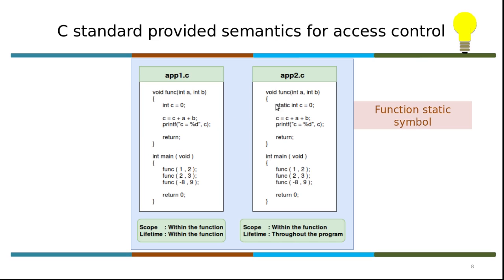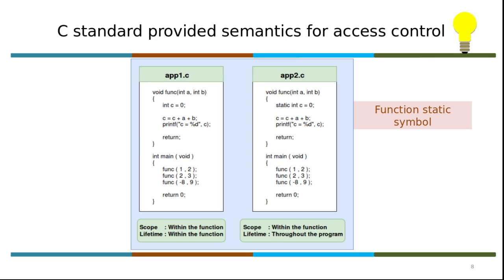Again, the scope will be within the function. Only this code can access this data. But what about lifetime? It is throughout the program. Now the compiler has to ensure that it places this data in such a way that only this code will access it, and the value will be retained across function executions. That means the longevity is throughout the program execution.